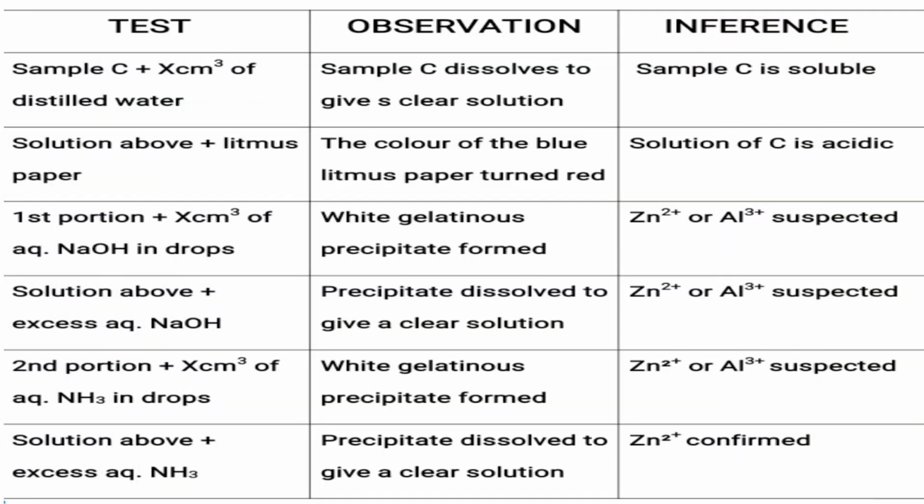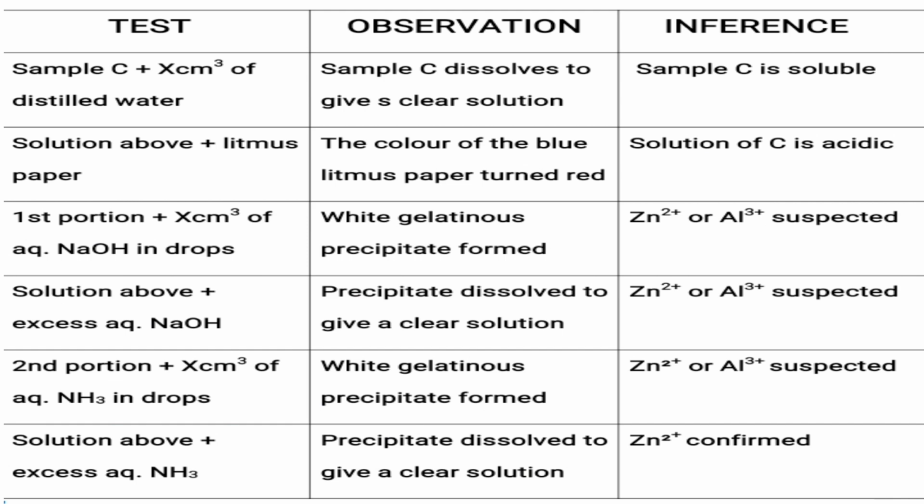So from that observation, what can we infer? We can infer that either zinc ion or aluminum ion is suspected. Next, they could tell you to add, to that solution above, that's when we have added sodium hydroxide in drops, excess aqueous sodium hydroxide. When you do that, the precipitate will dissolve to give a clear solution. And from that, we can also infer that zinc or aluminum ion is still in that sample. So we are suspecting either there's zinc ion or aluminum ion.